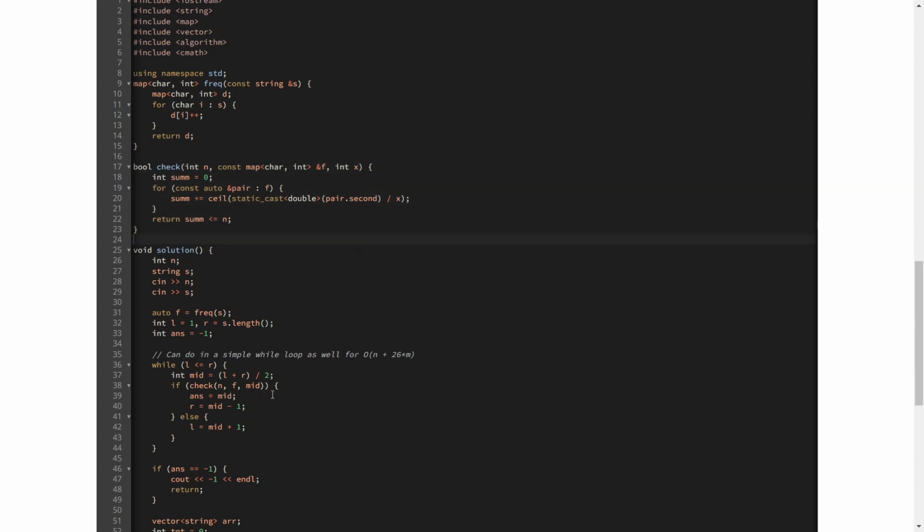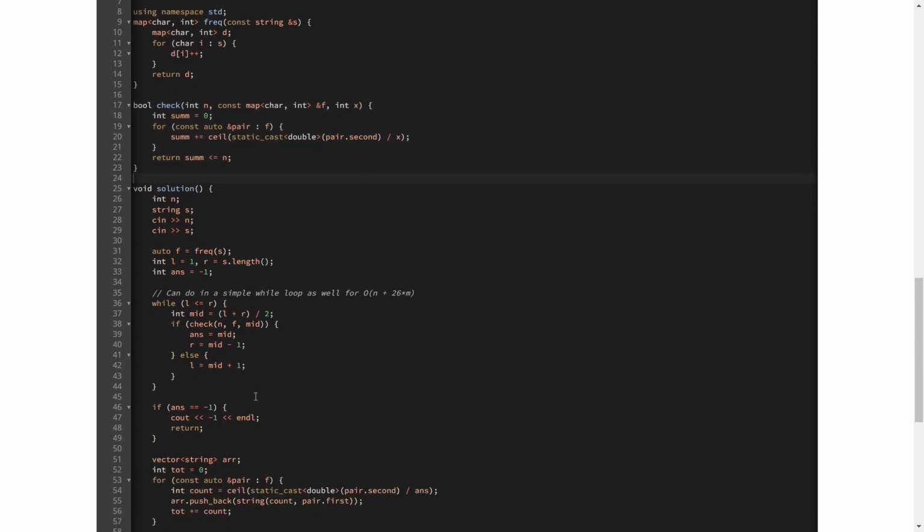If it is possible to do so, then we'll set the answer to be equal to mid, and we'll not go to the right hand side search space. So we'll set the right to be instantly to the left of the current element, which is mid. And if it is not possible to do so, then anything on the left hand side will not be able to either. So we'll set the left to start from the right of the mid element.